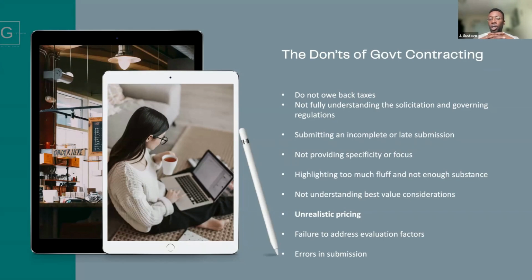So what you would want to do in your case is probably talk to other vendors who have actually provided government services in the past and see exactly what kind of price point was accepted for their goods and services, and that will give you realistic pricing. You don't want to say, perhaps, my services and goods cost $1,000 per hour or something ridiculous. Also, you want to make sure that you check for any errors in your submission.